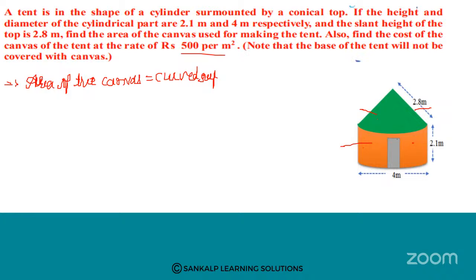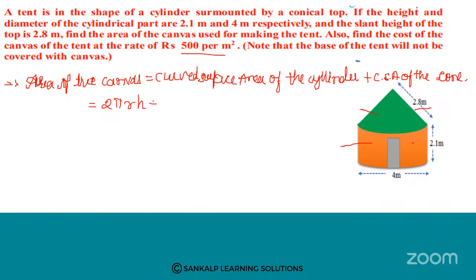That means curved surface area of the cylinder plus curved surface area of this cone, right? Curved surface area of the cylinder plus curved surface area of the cone. Then what is the formula of curved surface area of the cylinder? That is 2 pi RH, plus curved surface area of the cone is pi RL.